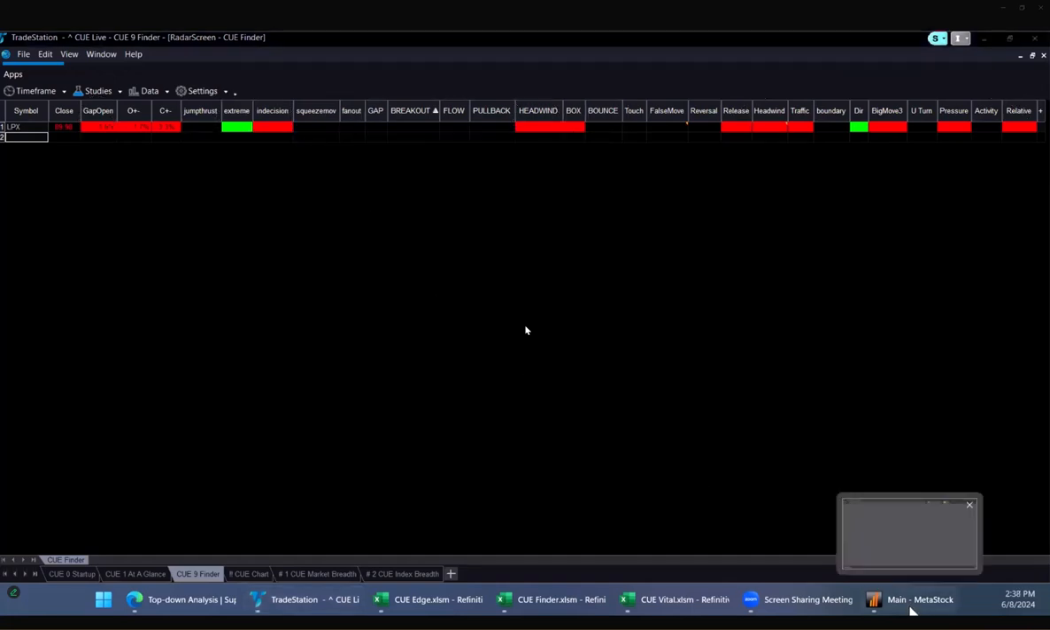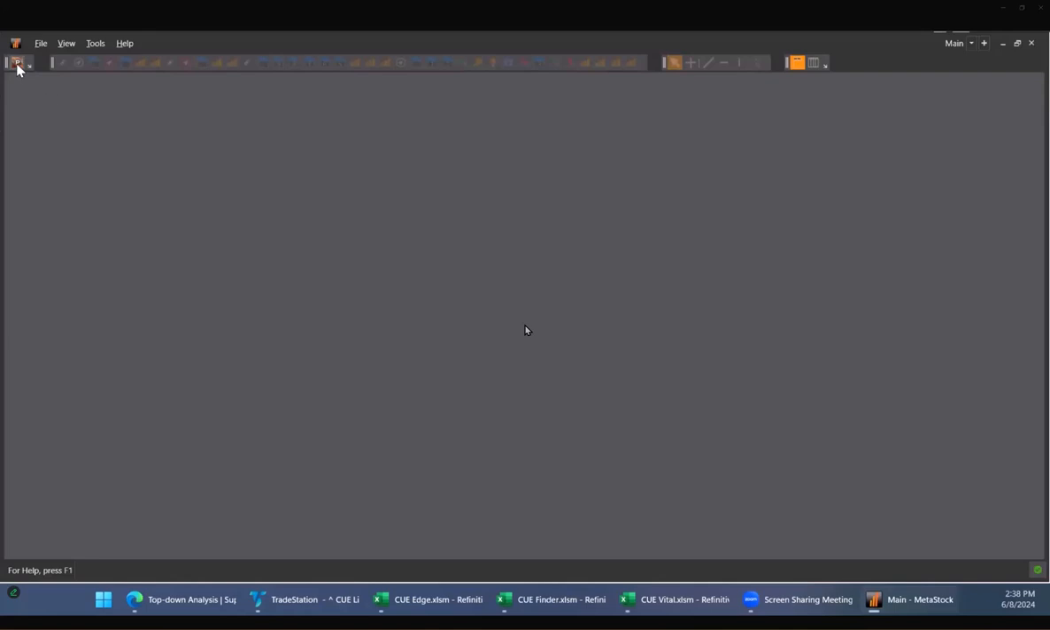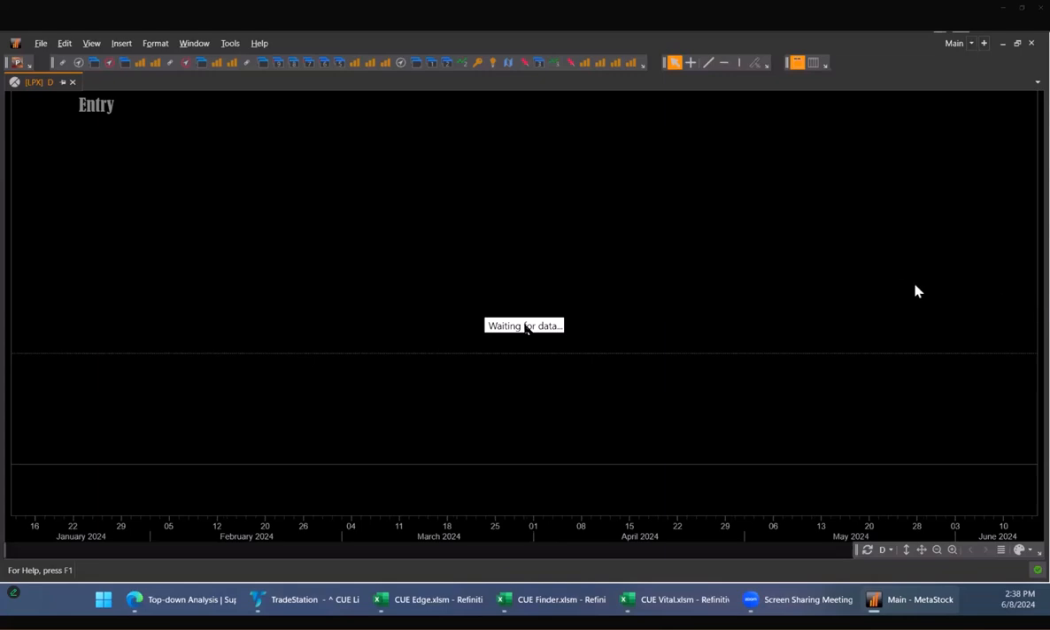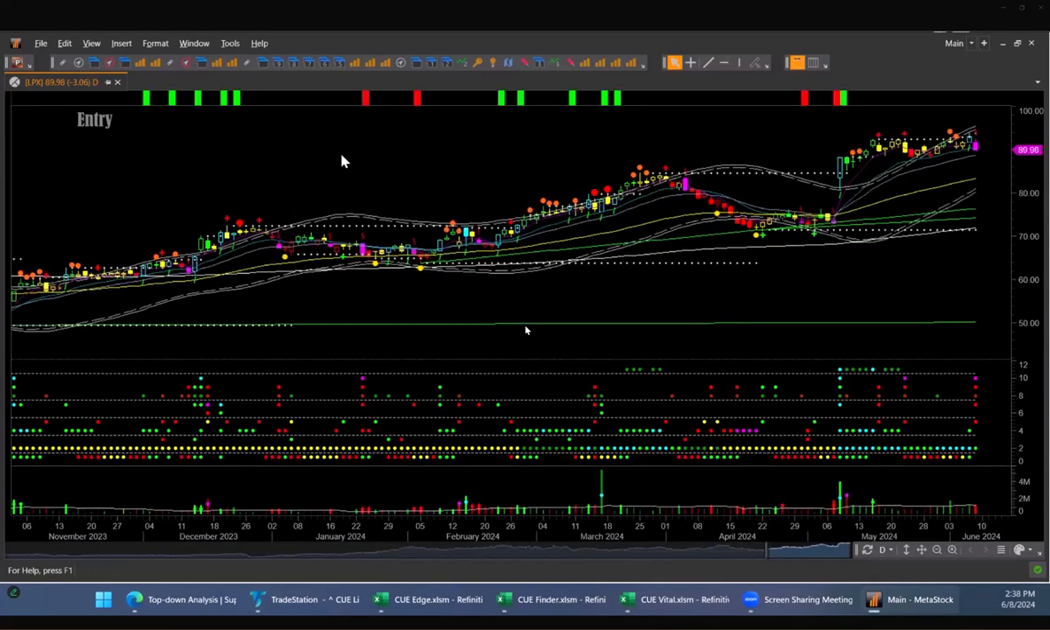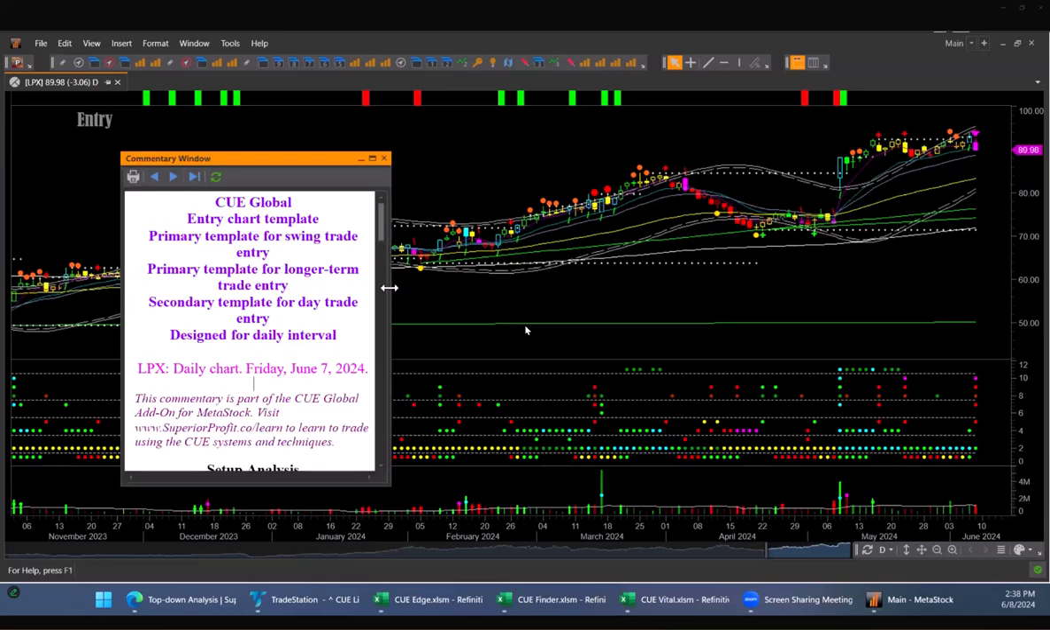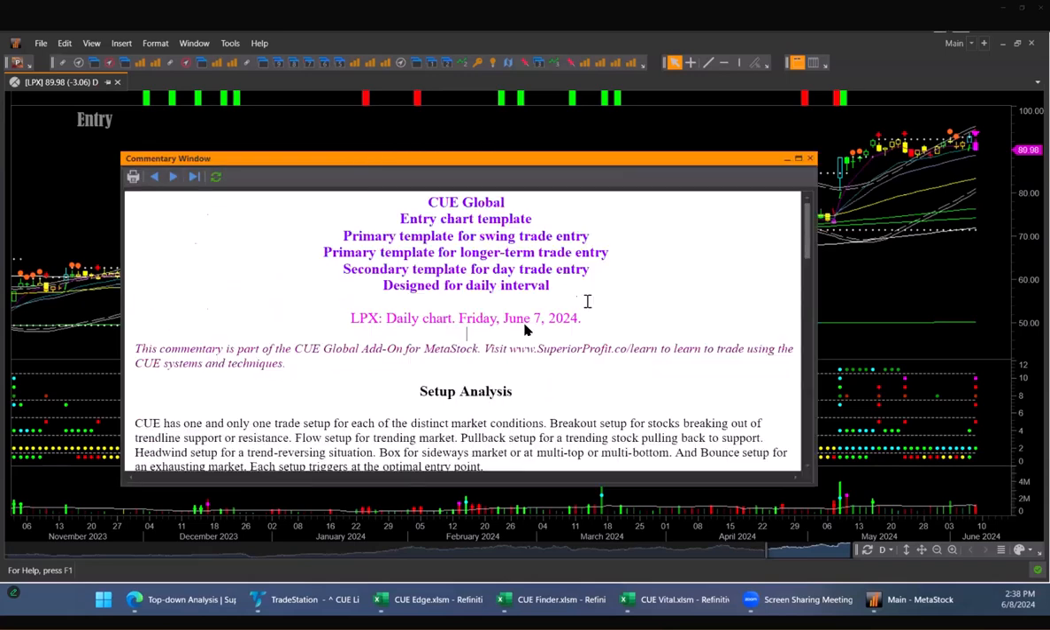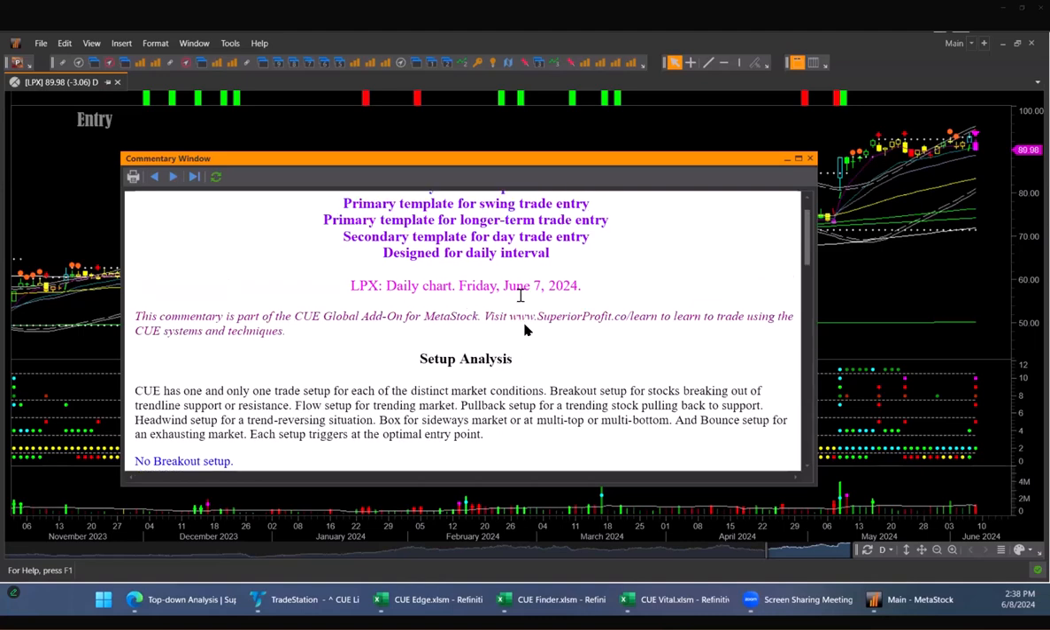What if I'm using MetaStock? If I open LPX here, Q Global has a program inbuilt, expert commentary, and you can see headwind didn't come here. There are sometimes differences between the two systems, TradeStation and Q Elite, because of the platform difference. But I can see if there is a trade setup by reading the commentary.